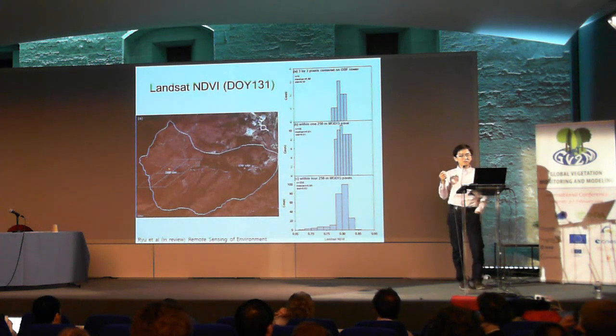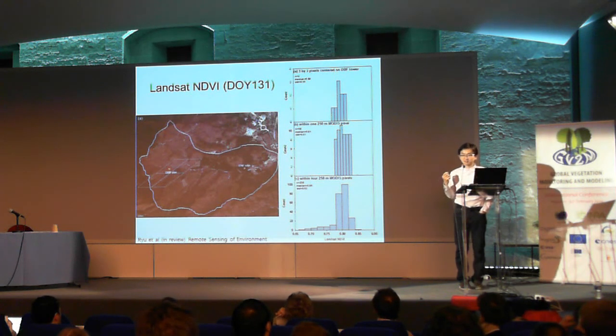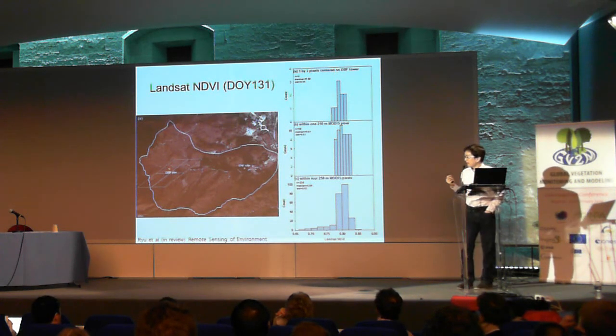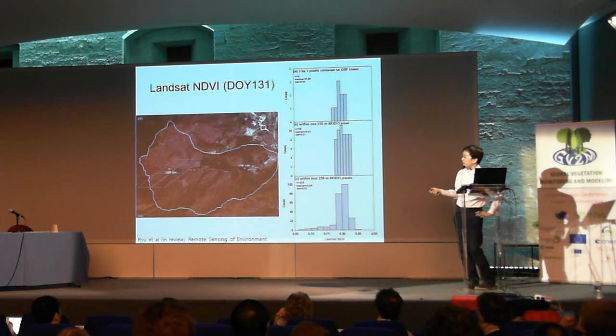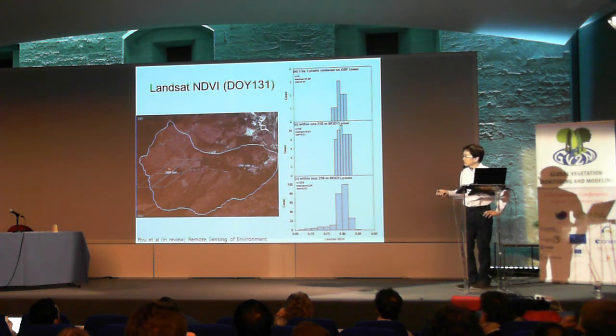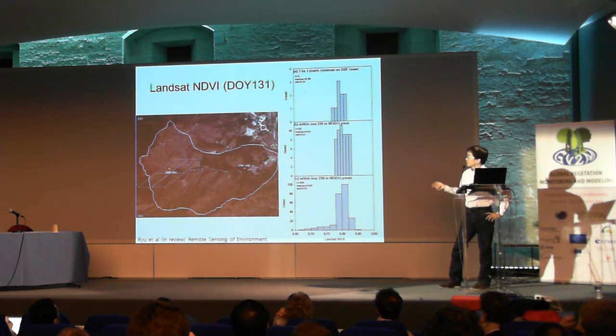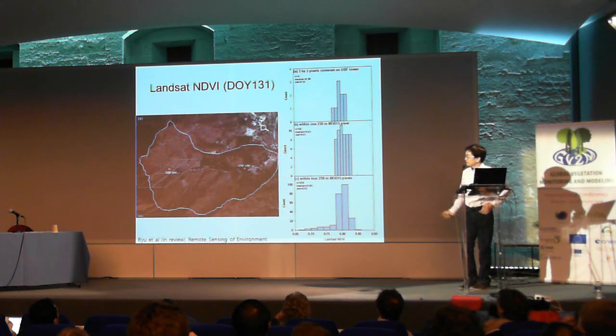Then now I asked, what does MODIS NDVI exactly see during this green-up period? So to answer the question, I used the Landsat NDVI to overcome the scaling issues. This is the Landsat NDVI at 3 scales. This is at this red box, and this is Landsat NDVI at this single pixel of the single MODIS pixels, and this is 4 MODIS pixels.